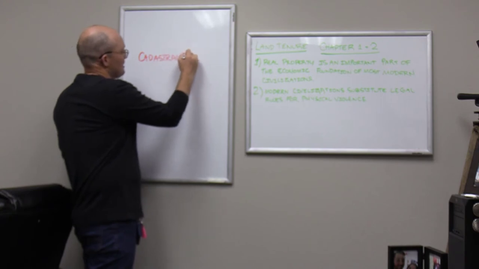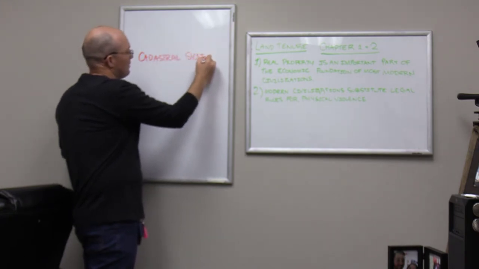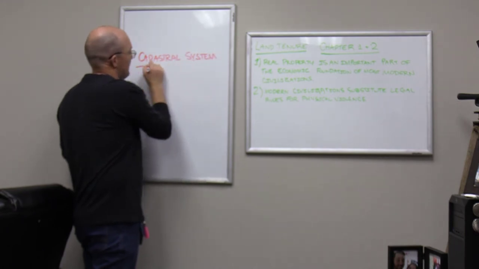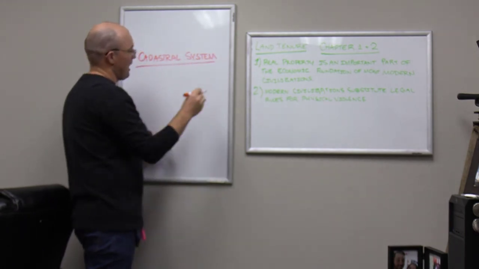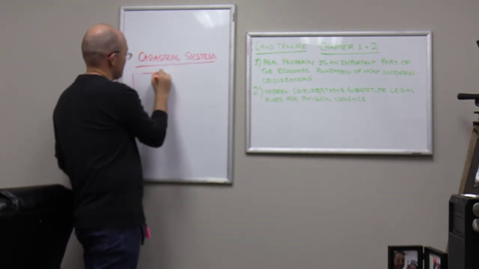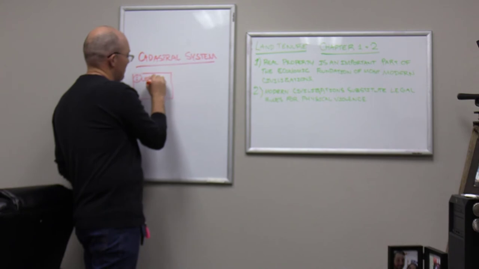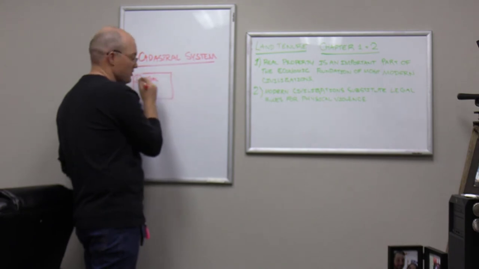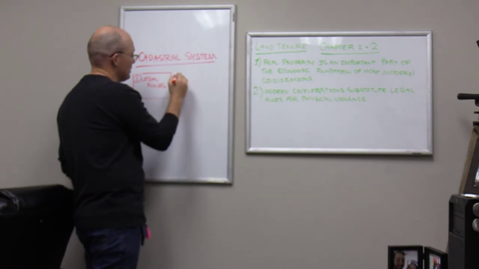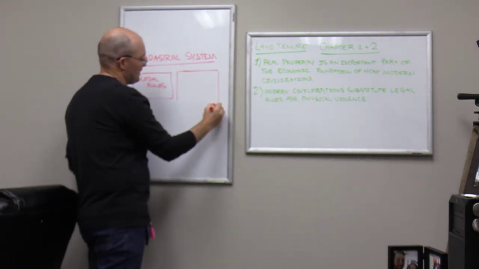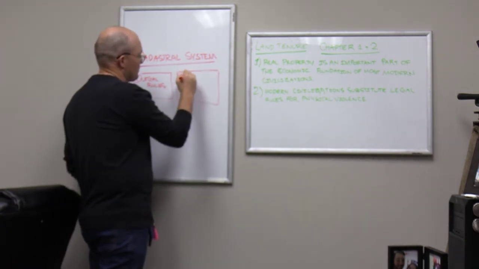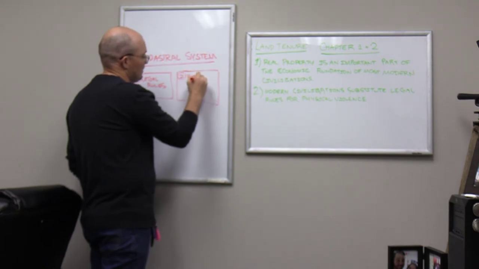Okay, if you want to think about it, the way I define it, I don't know exactly if this is how the authors define it, but the way I define it, cadastral system has two parts, okay? So one is the legal rules that have to do with land. How it's bought, how it's sold, how it's protected, what you can do with it. And we'll talk more about that in this book. Okay, and the second part is a registration system. Okay?